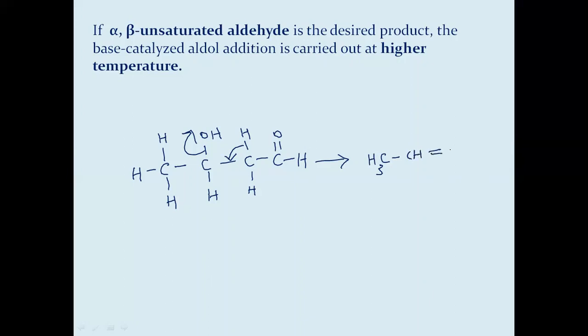So CH double bond CH, CHO. We have this alpha carbon and beta carbon, so we have the alpha beta unsaturated aldehyde. Unsaturated usually means a double bond or a triple bond, but here it is a double bond. This will be obtained only in the presence of high temperature. I hope this video makes it clear how to write the mechanism for the aldol condensation reaction.